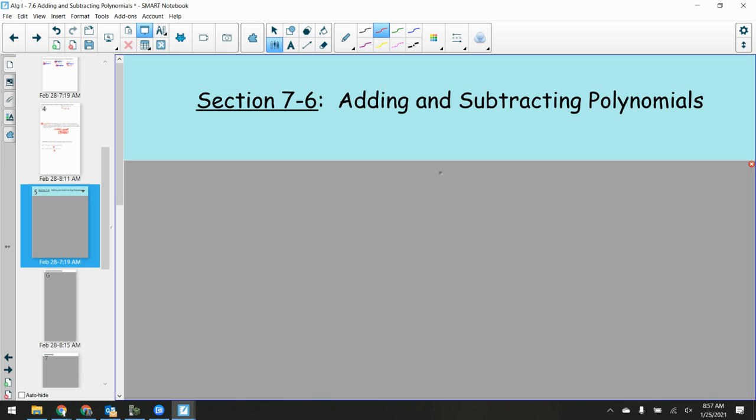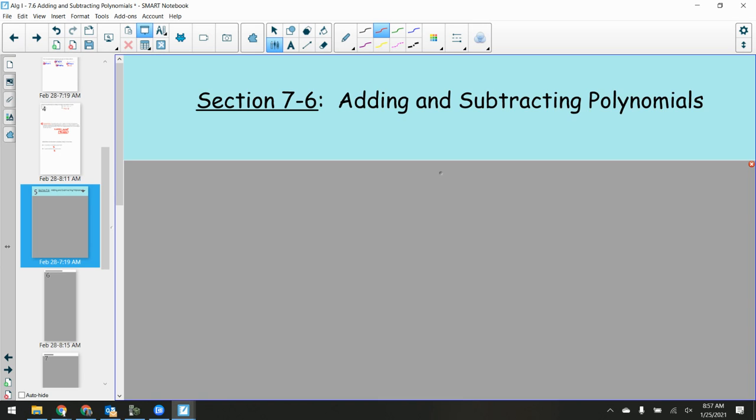And you're going to find, at least I hope you find, that adding and subtracting with polynomials is like something that we've already done. Really, it's just like combining like terms. You guys know how to combine like terms? Then you know how to add and subtract polynomials. Okay? Simple as that.